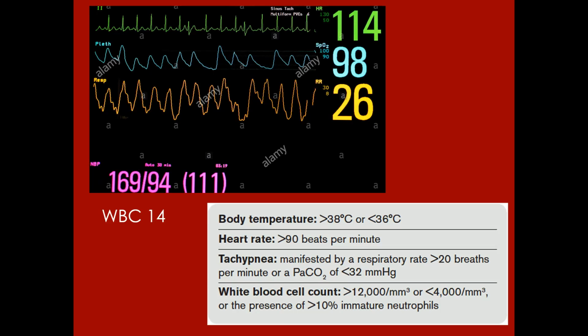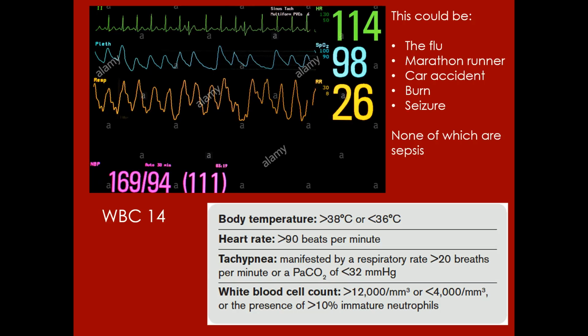What about if they had just got the flu? What if it was just a car accident or a burn? These people qualify for SIRS, even though we know that there's not an infection and there's not sepsis. So that's been very, very frustrating for many, many years for a lot of providers.